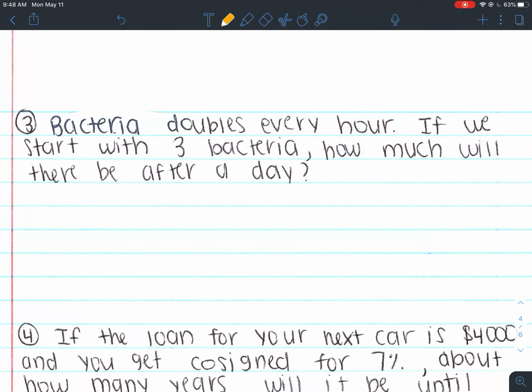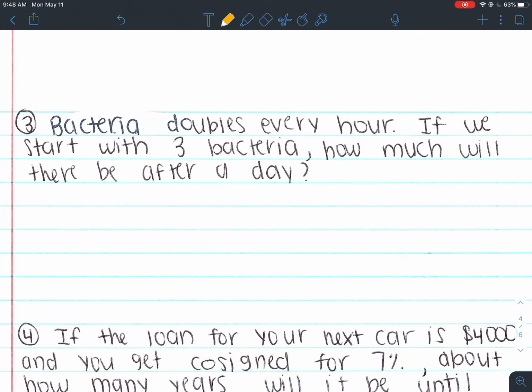So bacteria doubles every hour. If we start with 3 bacteria, how much will there be after a day? Okay, so again, remember I said that you always check to see, is this a growth or decay? That's the first question you should always ask yourself. So is it growth or decay? Well, it's saying the bacteria is doubling every hour. So obviously to me, that tells me it's growing, right? It's growing at a rate of twice the amount every hour.